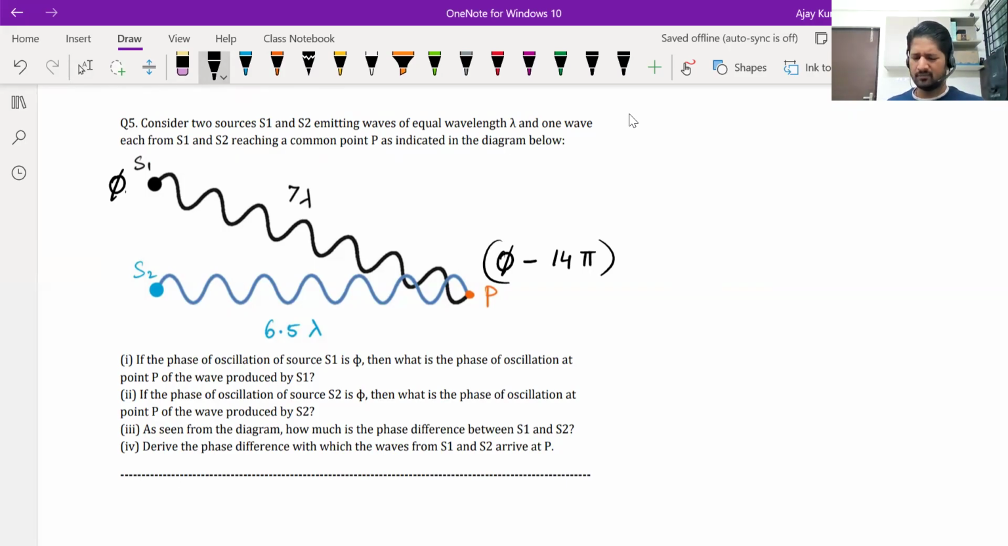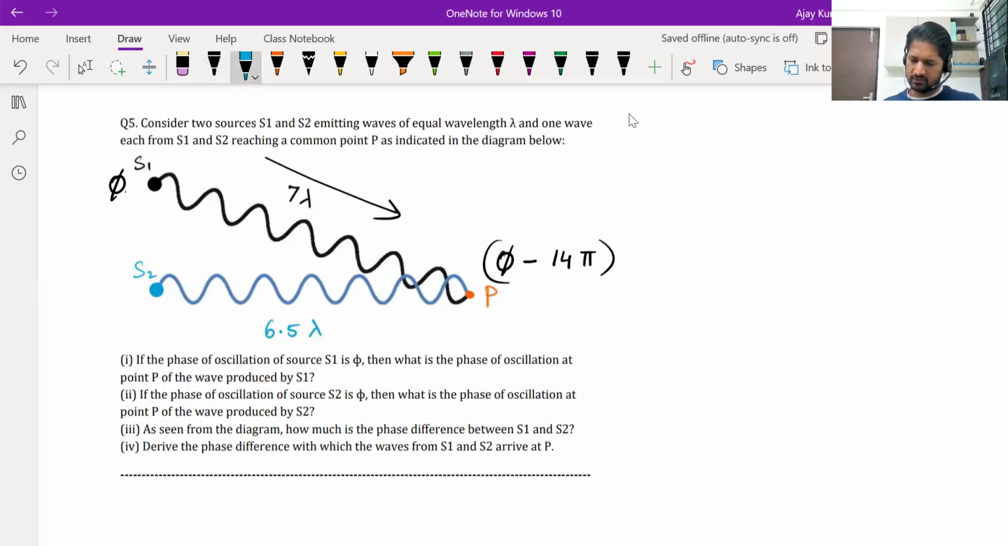Why I'm taking minus is because the wave is going this way. When the wave just arrives at P, the source would have completed 7 oscillations extra. So the source phase will be ahead, point P's phase will be behind. Or P is lagging, because 7 extra pulses have been emitted by the source which have not arrived at P yet. So P has done 7 oscillations less than the source. That's why I'm taking phi minus 14 pi. Lesser phase. Not an issue.